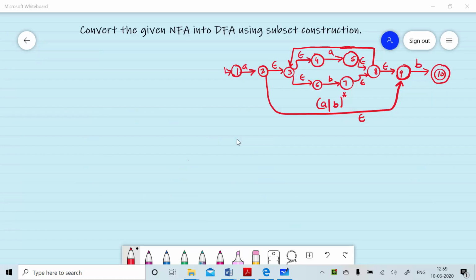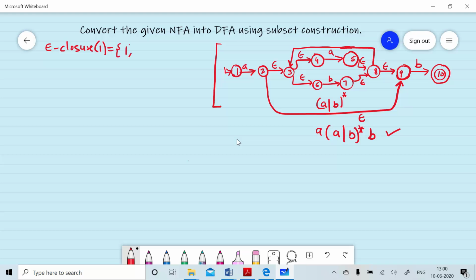In the earlier session, we had converted (A or B)* B into an NFA using Thompson construction, and suppose this will be the given NFA. Now we want to convert this NFA into a DFA using subset construction. So here the initial state is 1. So we will find out the null closure of 1. So the null closure of 1 will include 1.